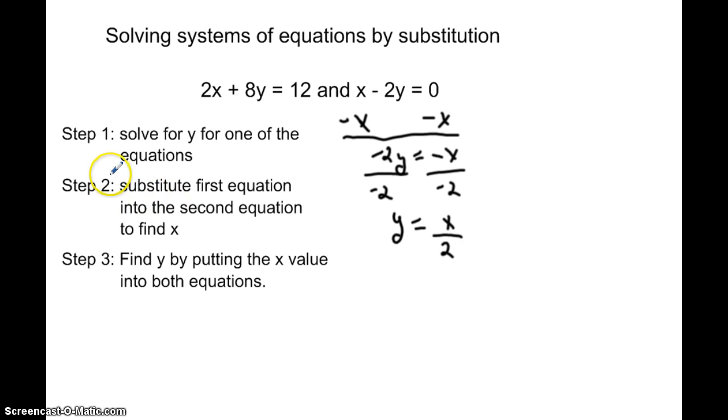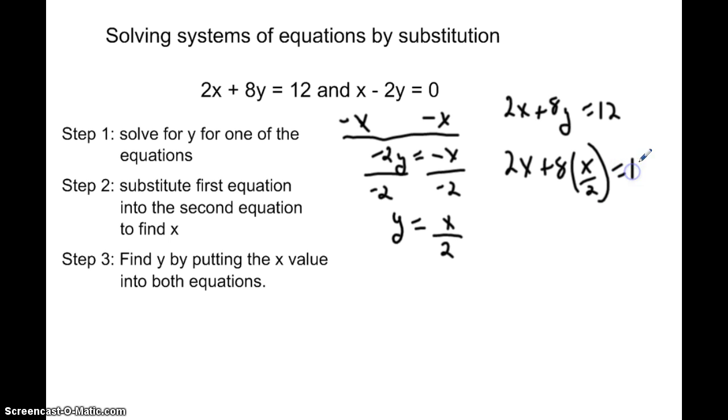So now I've solved for y for one of these equations. Now I'm going to substitute this into the second equation. Originally we were looking at 2x plus 8y equals 12. We're saying that y is equal to x over 2. So here we'll do 2x plus 8 times x over 2, and that will equal 12. And now we're dealing with 2x plus 8x over 2, which is equivalent to 4x, and that equals 12.